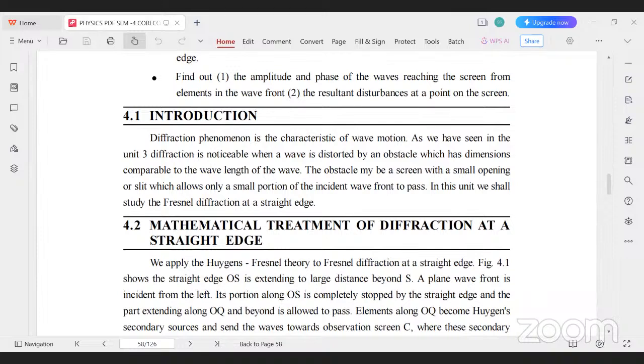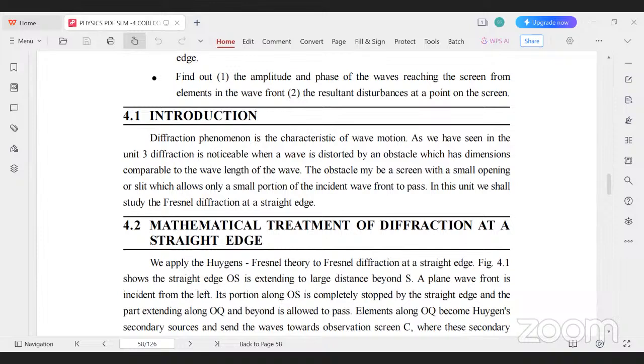Coming to the mathematical treatment of diffraction at a straight edge, before going to that, let us see the introduction, because the introduction is very, very important. We need to know why they discovered or could find these things through these experiments.